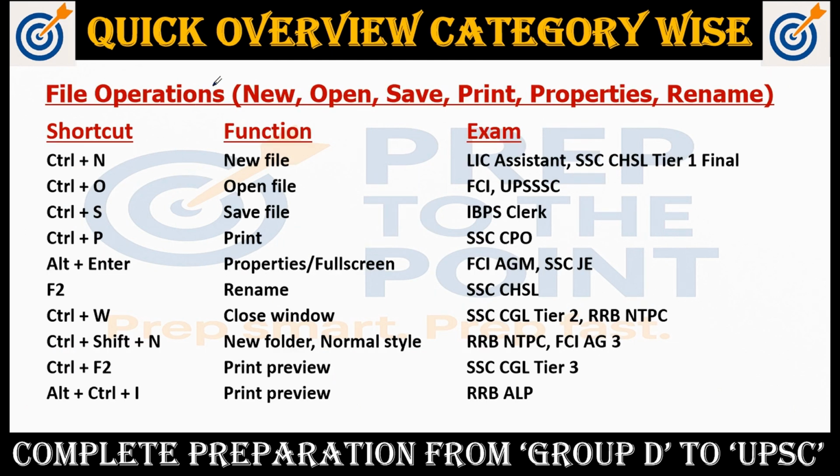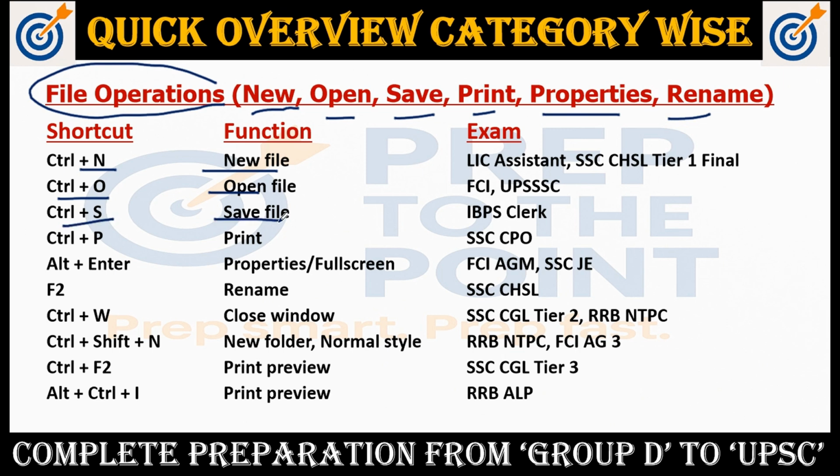Now the second category is file options, and here we will learn new, open, save, print, properties and rename. Control N, new file. Control O, open file. Control S, save file. Control P, print. Alt Enter, properties or full screen. F2 for rename. Control W, close window. Control Shift N, new folder or normal style. Control F2, print preview. Alt Control I, print preview.